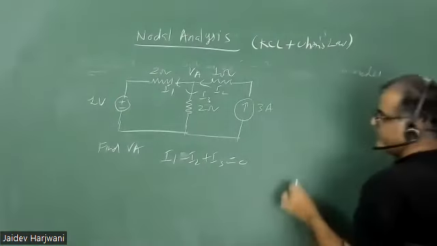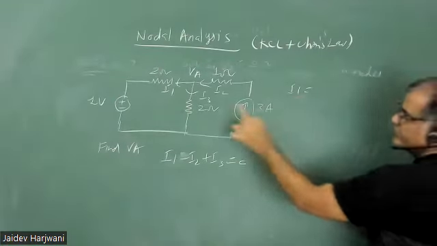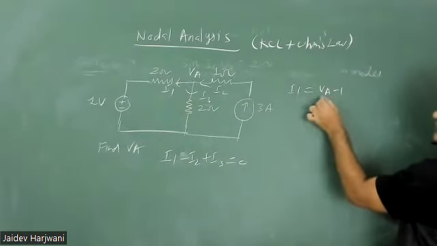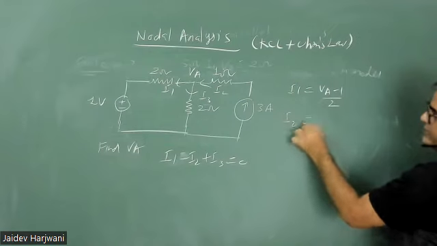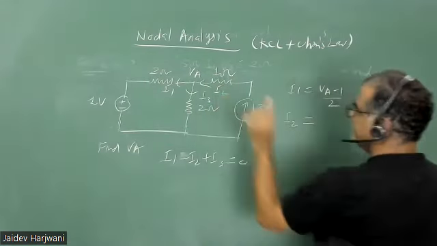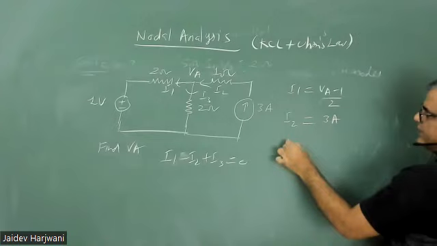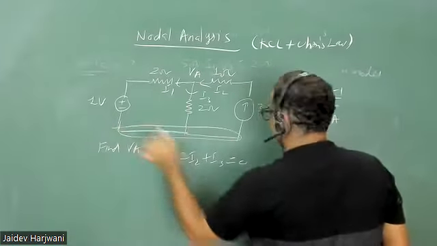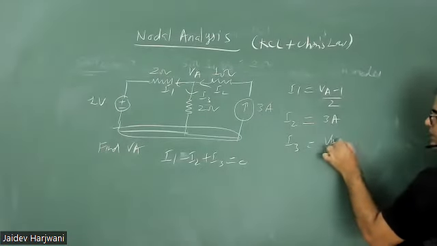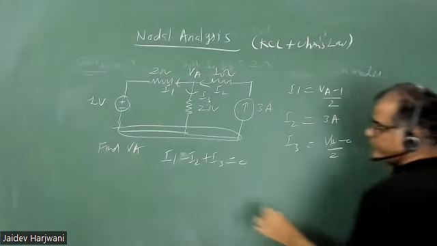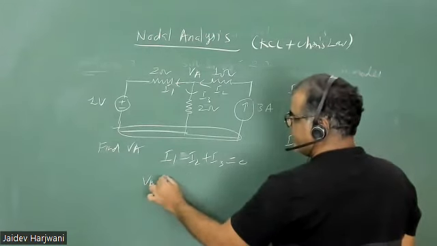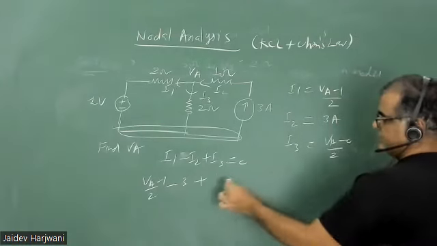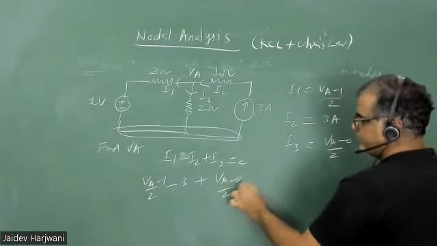Now what is the value of I1? So I1 is for me VA minus 1 upon 2 ohm. I2 is for me 3 ampere, already given, so no need to calculate. And I3 for me is VA minus 0, this is a reference node, VA minus 0 upon 2. Put the values here: VA minus 1 upon 2 minus 3 ampere current plus VA minus 0 upon 2.